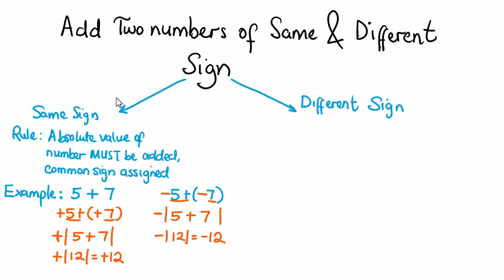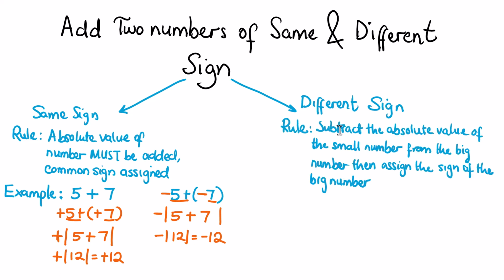On the other hand, looking at addition of numbers of different signs, the rule that applies to this particular scenario states that you should subtract the absolute value of the small number from the absolute value of the big number, then you assign the sign of the big number at the end. We're going to look at an example which includes the following.